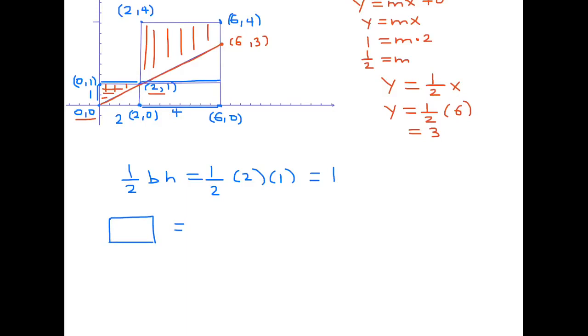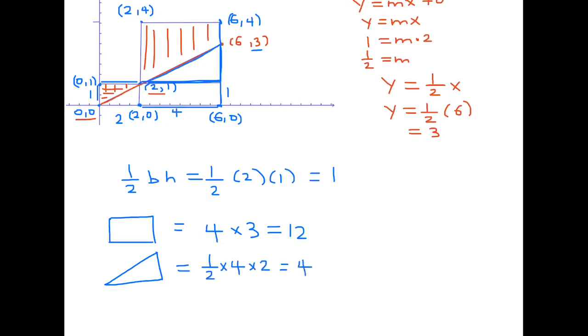Well, it looks like from here to here is 4, and from here to here it is 4 minus 1, which is 3. So that's 4 times 3, so that's 12. All right? And then now I just have to figure out the area of this triangle right here. So the area of that triangle is 1/2 base, which is 4, times height, which is 3 minus 1, so that's 2. So this looks like 4.